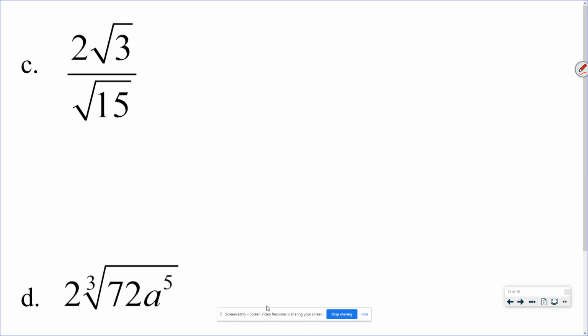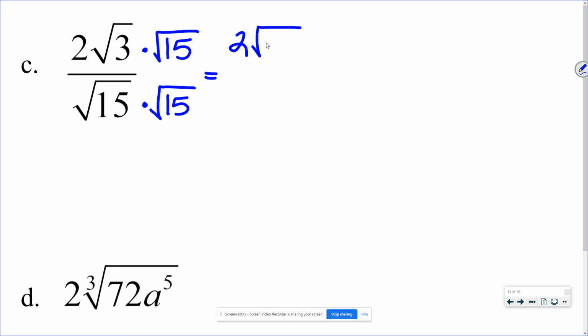Okay, 2 more and we're done. For the next one, I'm going to show you actually 2 ways that you can simplify this. Option 1 is this. I see a radical in the denominator. I know that I'm not allowed to have radicals in the denominator, so I'm going to get rid of it. Okay, this is what we've just done on the last 2 examples.